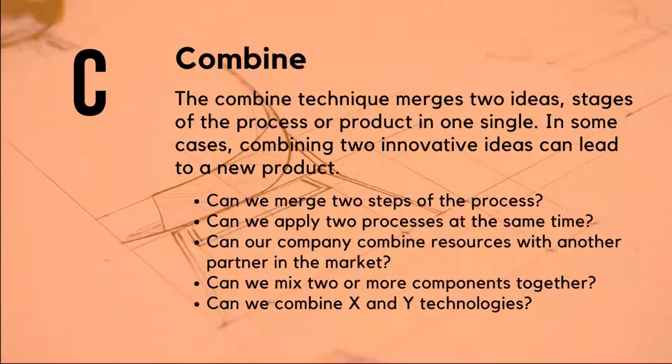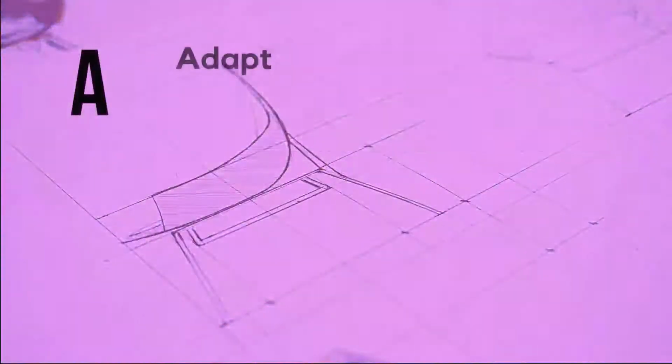C. The C for combine merges 2 ideas, stages of the process or product in one single. In some cases, combining 2 innovative ideas can lead to a new product. You can ask questions such as, can we merge 2 steps of the process? Can we apply 2 processes at the same time? Can our company combine resources with another partner in the market? Can we mix 2 or more components together? Can we combine X and Y technologies?